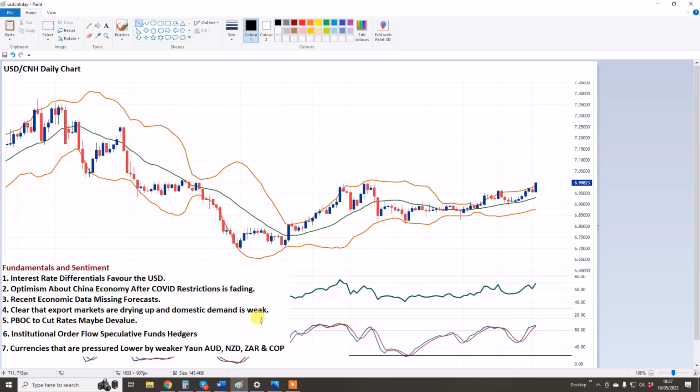Also, on the other side, domestic demand is weak. If you look at the Chinese economy, it's not like the US economy, where in the US, 70% of GDP is the consumer. In China, it's a lot less than that, about 30%. So domestic demand is weak. Even worse, there's a huge amount of debt around.